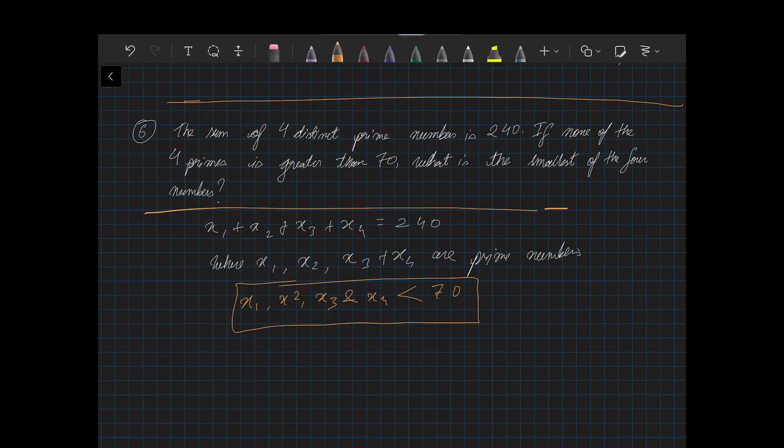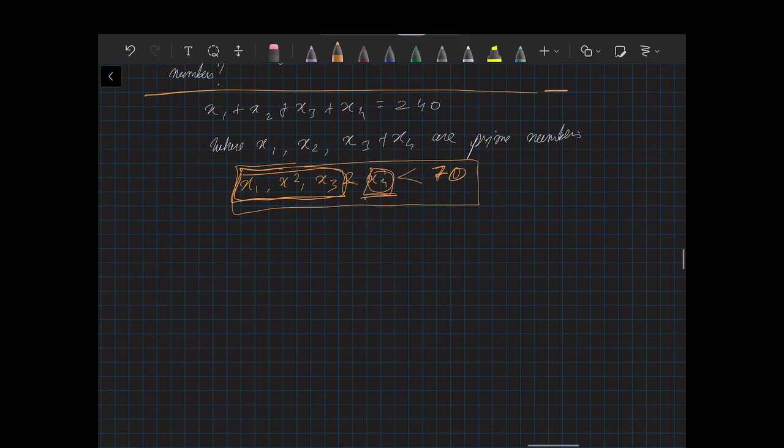Suppose let's assume x4 to be the smallest of these 4 numbers. Now a general approach for such kind of problems is that if you want to minimize one term, we have to try to maximize the other terms. Since we are told that all these prime numbers are less than 70, so for the first 3 we have to find out the 3 biggest primes closest to 70.